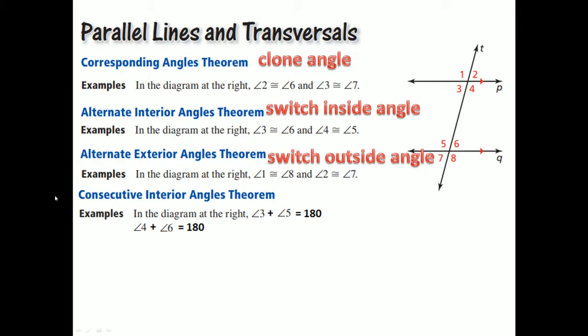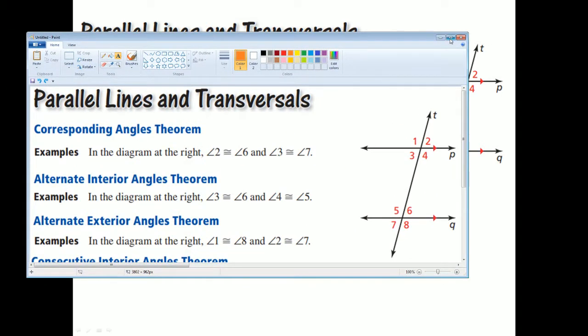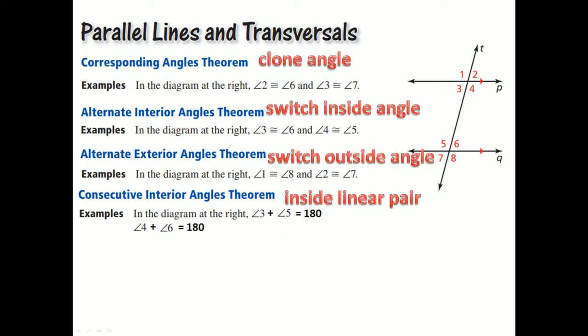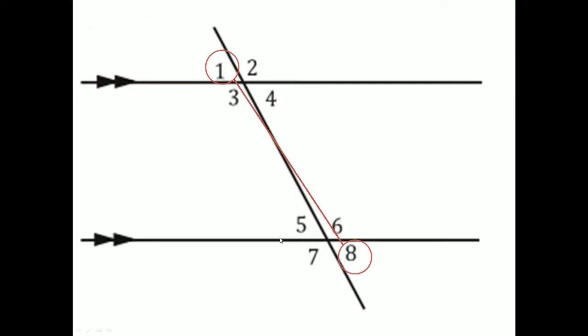Your consecutive are when it forms an inside linear pair. What do I mean by the inside linear pair? Let's see. It is the line that is made right here from 3 to 5. These two add up to 180, and 4 to 6 adds up to 180. Those are your consecutive interior angles. Right? Alright, so let's look at the problem now.